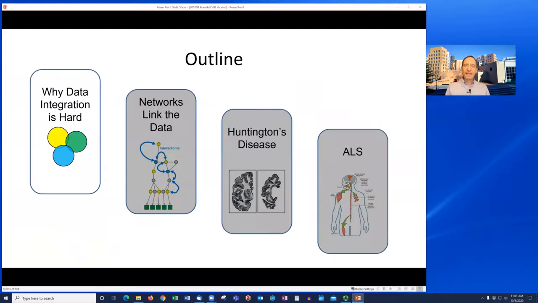So in today's lecture, what I'm going to tell you about are some of the challenges that we face trying to bring together these types of data. And then one of the strategies that my lab has been pursuing over the years, which is using networks to integrate the data. And I'll show you how we've applied that in those two diseases I've already mentioned, Huntington's and ALS.